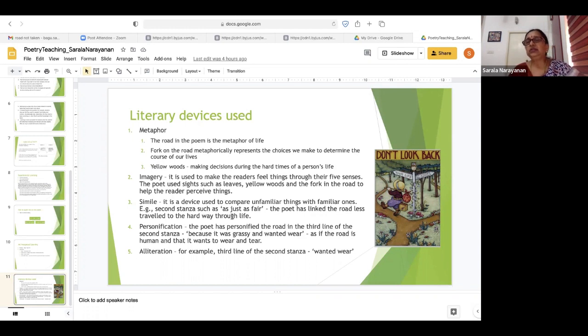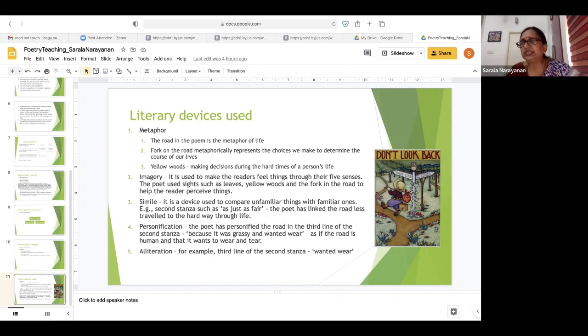So here the difference between metaphor and simile is just a slight line of demarcation that we'll have to teach our students to identify much better. Then of course imagery. Imagery is what if you close your eyes and read the poem, in front of us, the yellow leaves fallen down on both sides of the roads. It is like kindling our five senses with the use of words. That is imagery. It is used to make the readers feel things through their five senses.